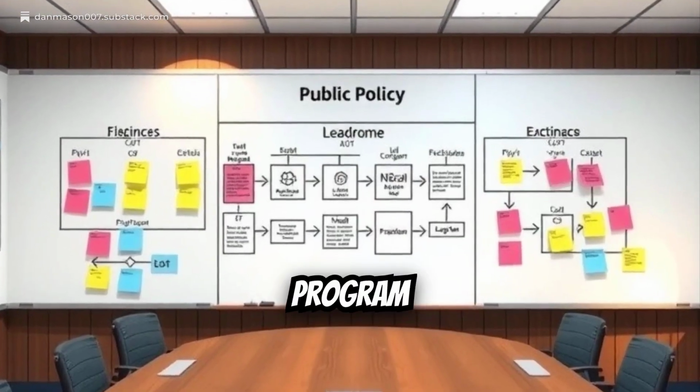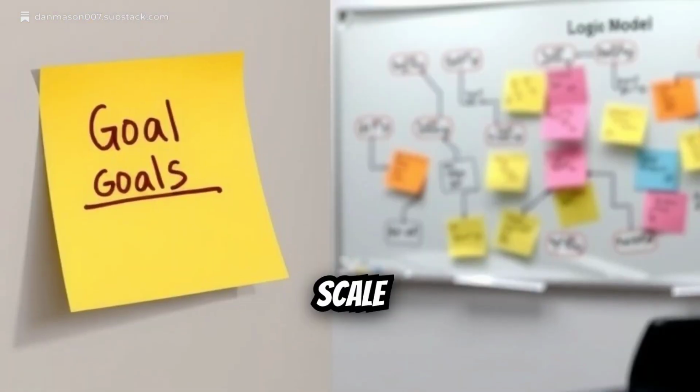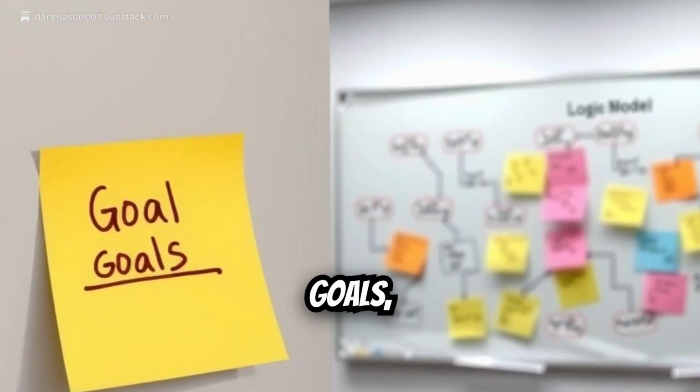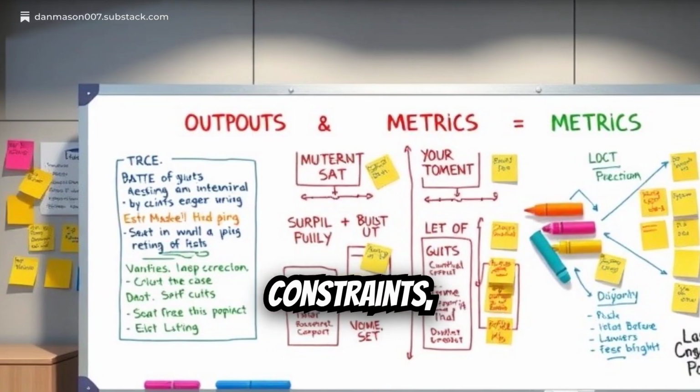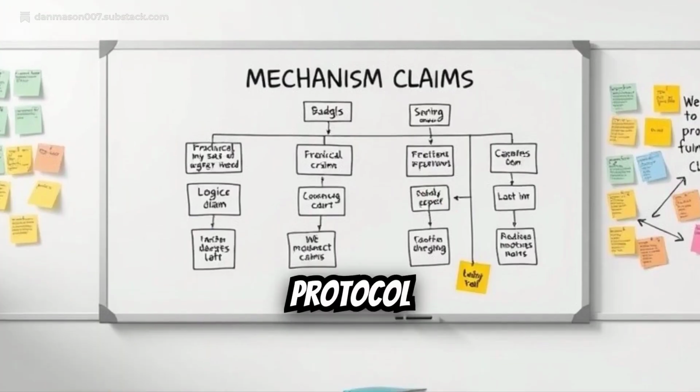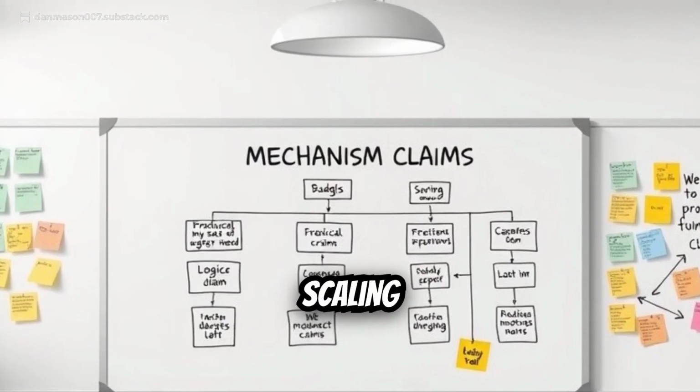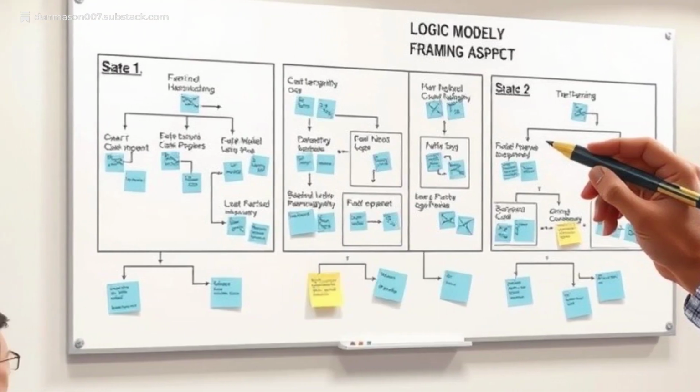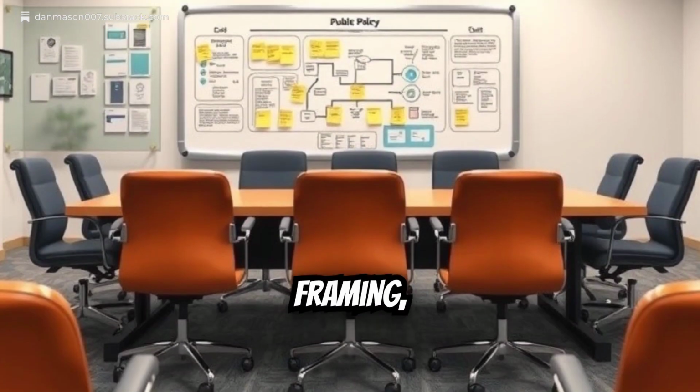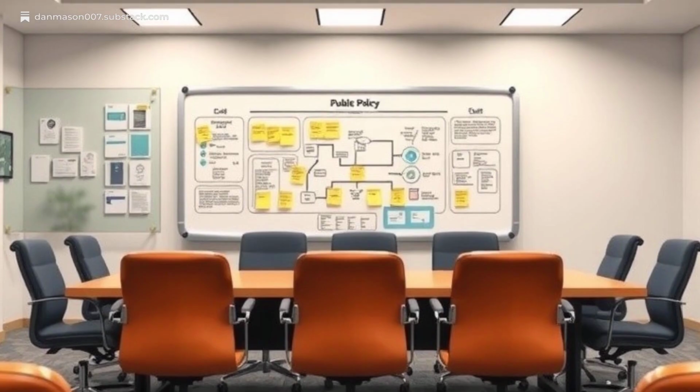Public policy and program evaluation use a logic model to scale interventions, specifying goals, outputs, metrics, constraints, and stop rules. The protocol treats mechanism claims as scaling programs. It requires the model or flags them as framing, not a severe test.